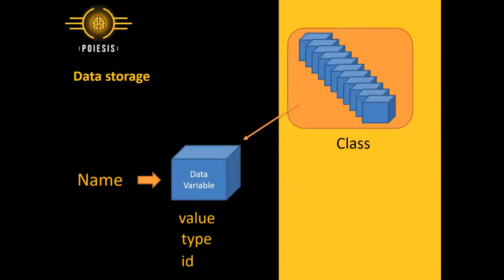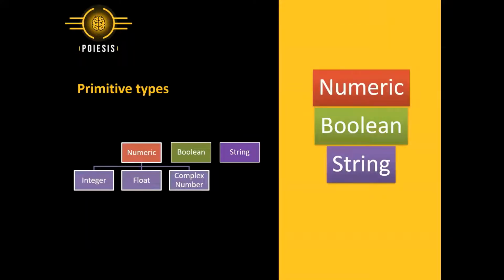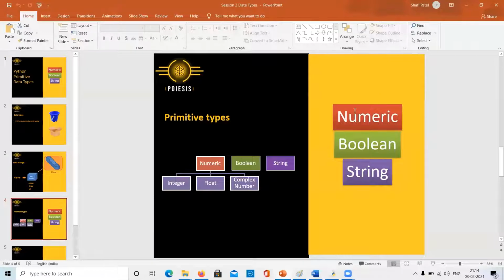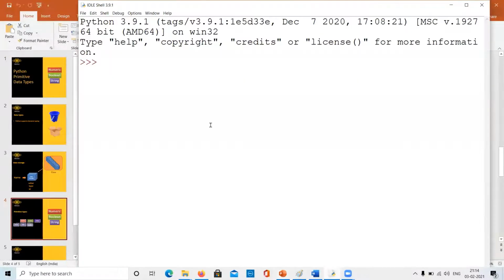Let me show you this with the help of a practical example. But before that, let us look at Python's primitive types. There are three primitive types: numeric, boolean, and string. Numeric has three subtypes: integer, float, complex number. And let me show you examples of these types one by one.